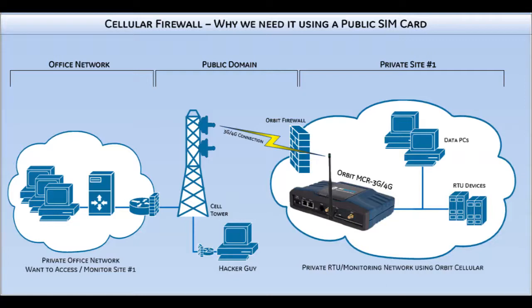As pictured here, an external host named HackerGuy saw your cellular IP address pass through the public domain. He may attempt to connect to the ORBIT via SSH to take control. How can you prevent outsiders from attacking the network? The firewall. Ultimately, the ORBIT's firewall functions to protect your networks and manage what data is allowed to pass in and out of the ORBIT.